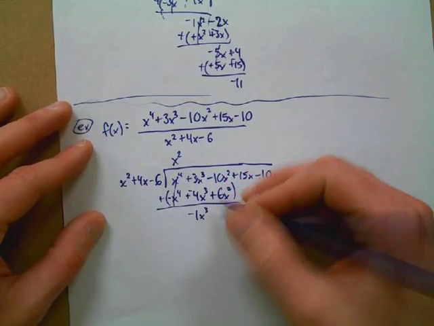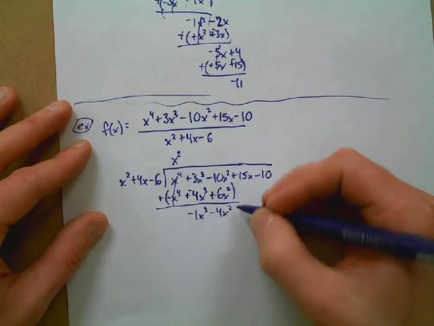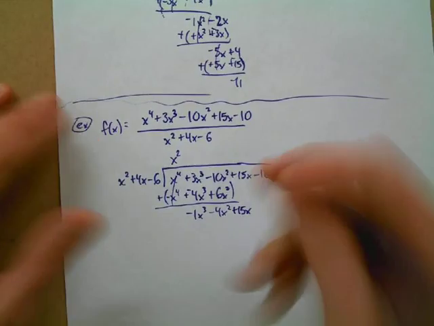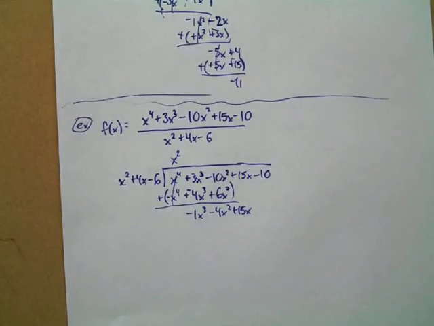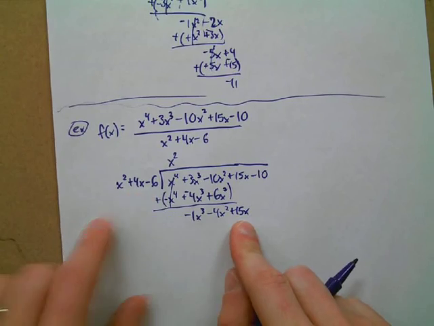So we need a negative 1x from an x squared, so negative 1x times that gives us negative 1x cubed, negative 1 times positive 4, negative 4x squared, negative 1 times negative 6, positive 6x. And again, subtract the quantity. So, same change. Am I going too fast?